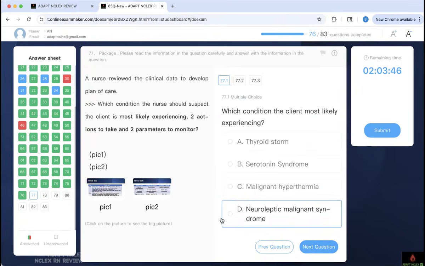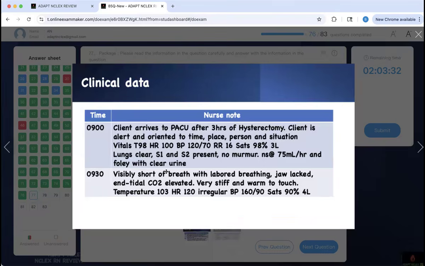Case study. Let's review the clinical data and plan of care. Which condition is the patient experiencing? Which condition should you take, and parameters? This is a bow tie question. Client arrived in the PACU after 3 hours of hysterectomy. Client is alert, oriented to time and place, right? Temperature 98, heart rate 110, blood pressure this. Lungs clear, S1, S2 present, is getting 75 ml, urine output is fine.